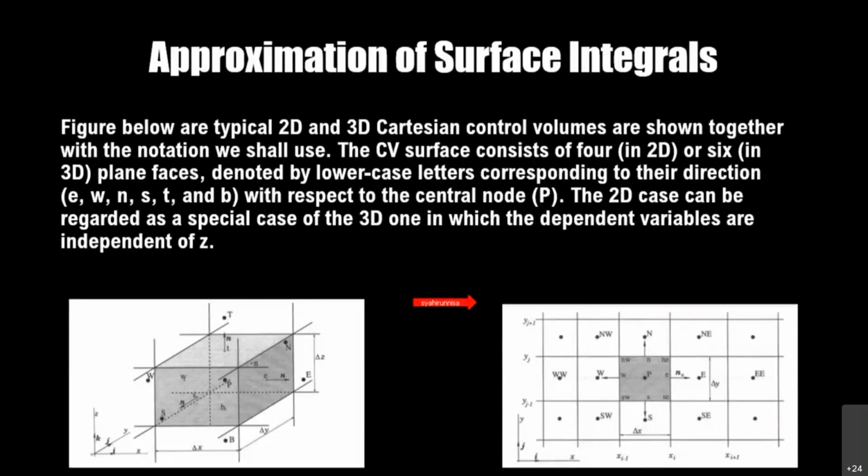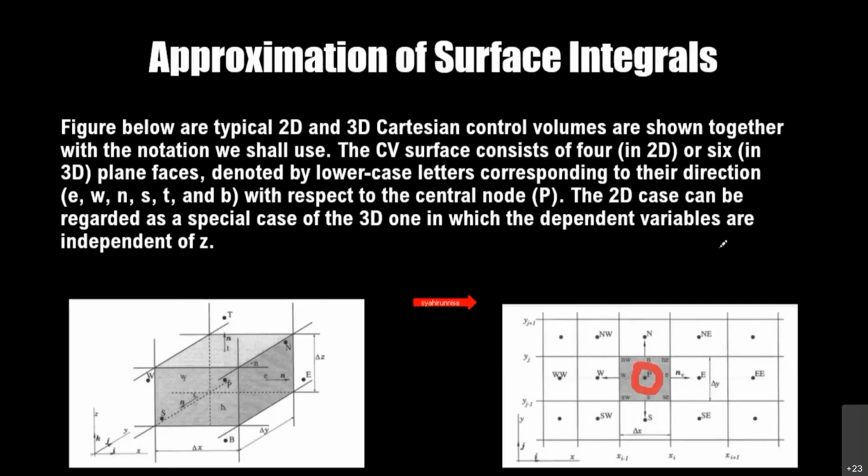Figure below we have typical 2D and also 3D Cartesian control volumes, which show the notation we use together. As we know, for the CV surface in 2D we have 4 plane faces, while for 3D we have 6 plane faces. So, to be specific according to this figure, they are also denoted by the lower cases E, W, and S, T, with respect to the central node. We point the central node as P over here.